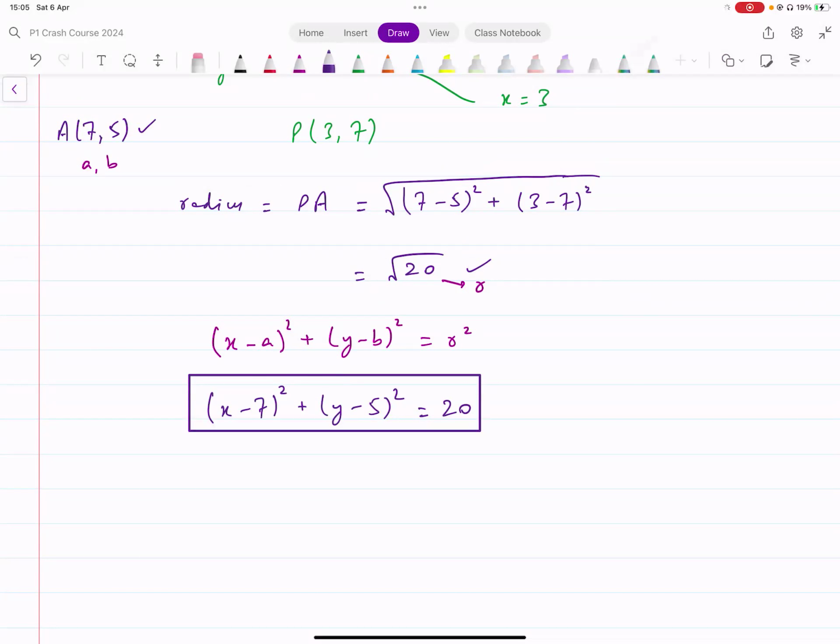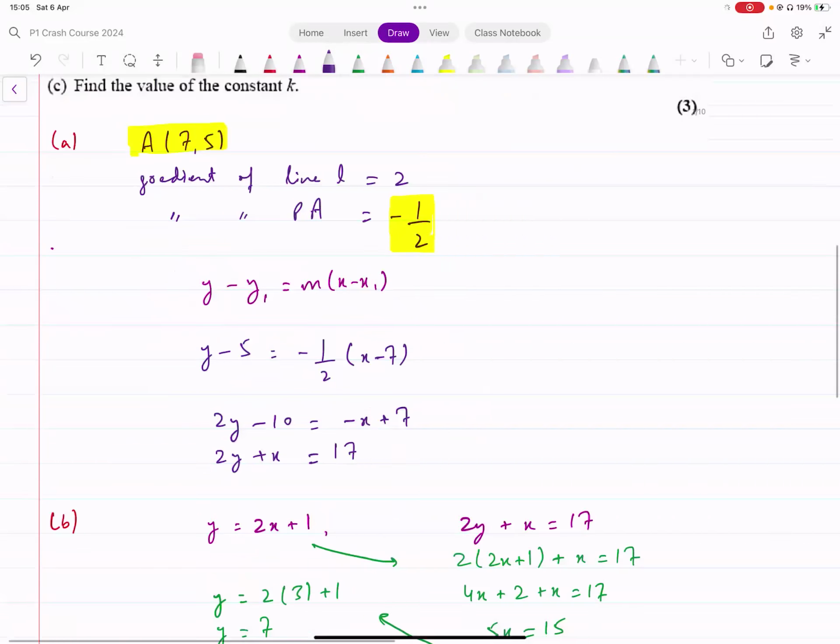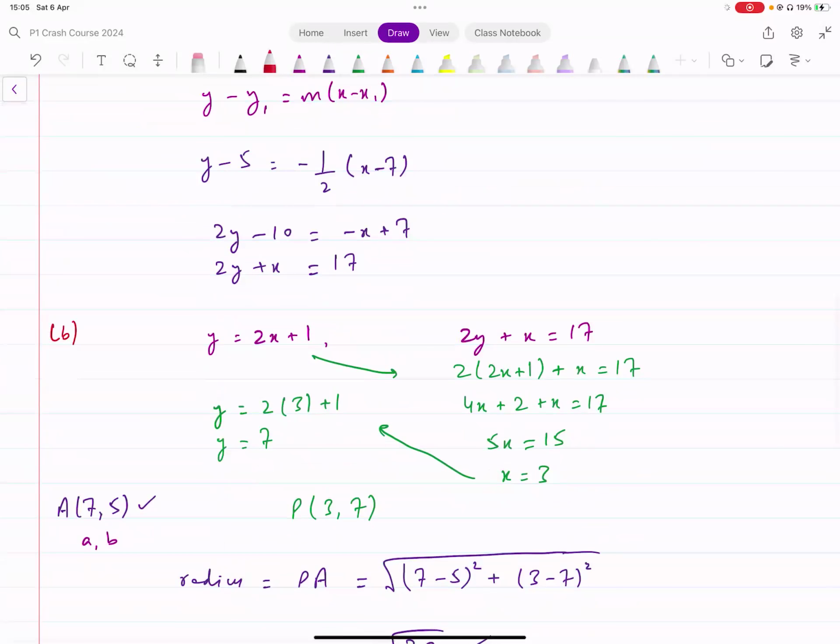Okay, that's the second part. All right, we had to find the equation of the circle. For that, we needed a point and the radius. We needed the center and the radius. We already had the center given. We just found the radius and wrote down the equation of the circle like that. Okay. All right, that was part B. Now let's look at part C after this.